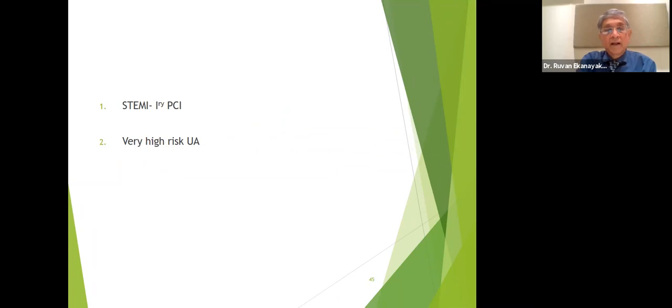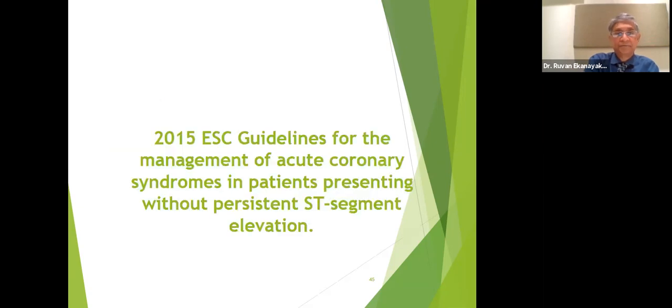Now, STEMI and very high risk unstable angina both need what is called primary PCI. Traditionally, it was thought that only the STEMI needs primary PCI, but now we have changed the guideline, and very high risk unstable angina, not high risk, but very high risk unstable angina, also needs immediate catheter therapy to open up that artery. So the guideline has changed last year.